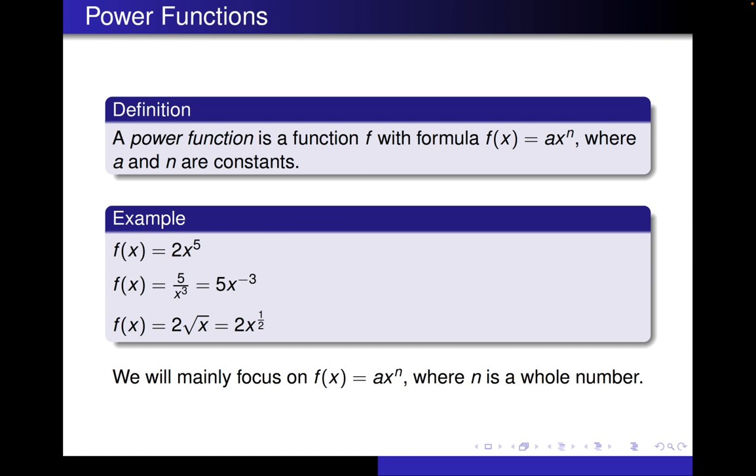So even though there are some weird examples of different kinds of power functions, we're not going to get into too many of the intricacies of them. We're going to focus on f of x equals a times x to the n, where n is not only not a fraction, but it's not even a negative number. So it's a whole number.